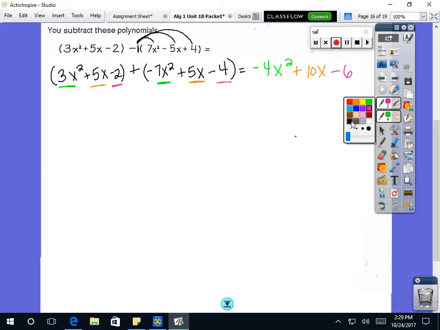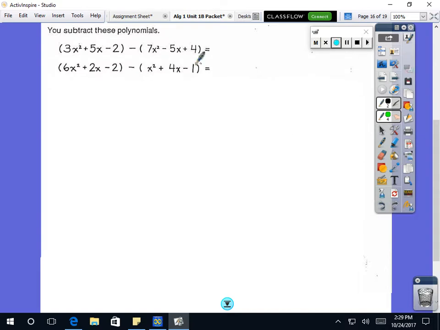Is this one in standard form? Yes. What's the name of it? Quadratic trinomial. Right. Okay, so the only difference with subtraction is before you start, you're going to distribute the negative sign to everything after it, and then you can just add like we did yesterday. Okay, so let's try another one. Can I erase?